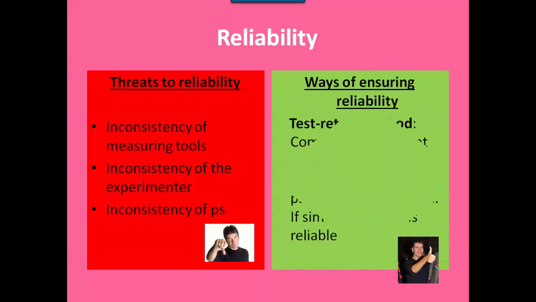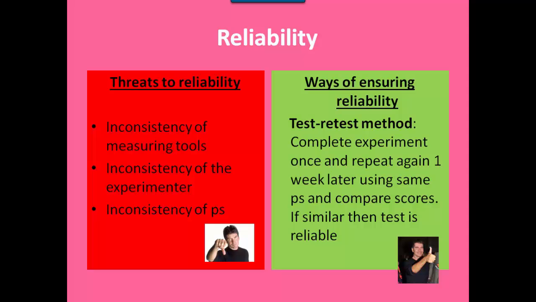In order to ensure reliability, there's one main method that we tend to use. This is known as the test-retest method. This involves completing the experiment once and then again 1 week later, or perhaps a month later or 6 months later, using the same participants and comparing the scores. If they're similar on the first and the second test, then we say that the test is reliable.